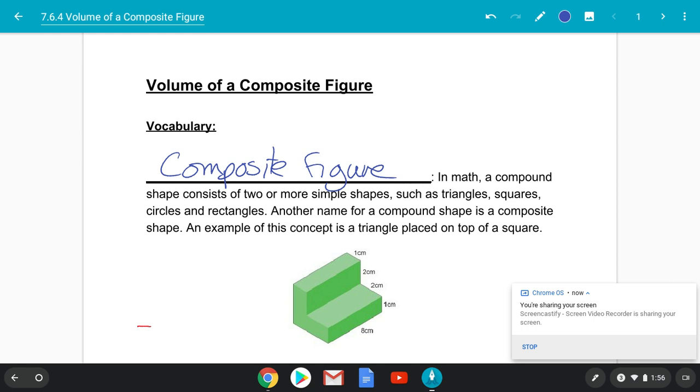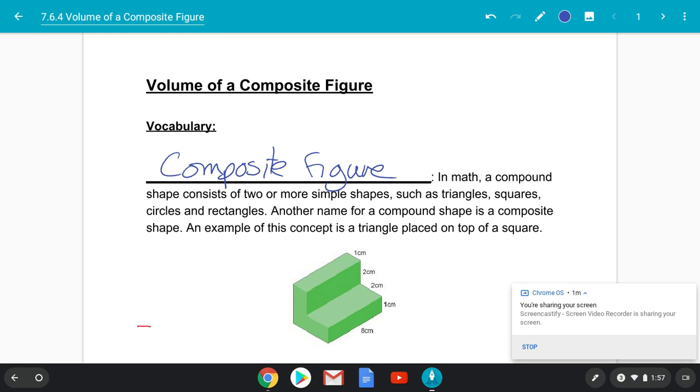And an example of this would be a triangle placed on top of a square. So for example, if I have a square, that's one shape, and then a triangle on top of it, that's two shapes. So that would be giving us our composite figure, right? We have two shapes, compound shape or composite figure. Those two things mean the same thing. And what we're going to talk about today is going to be volume. So what we're going to look at is three-dimensional shapes.